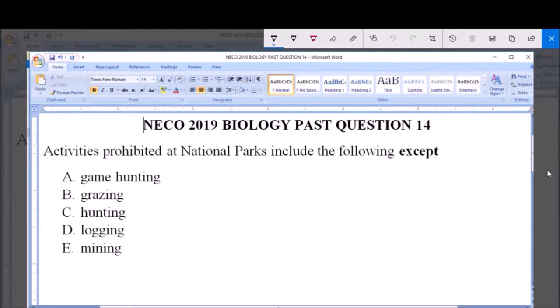I will be answering NECO 2019 Biology Past Question 14. Activities prohibited at national parks include the following, except: A. Game hunting, B. Grazing, C. Hunting, D. Lodging, and E. Mining. Now, what are national parks?